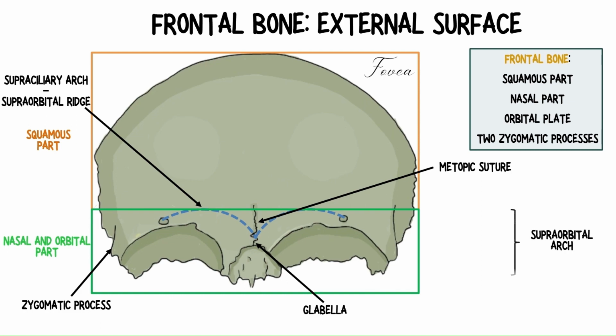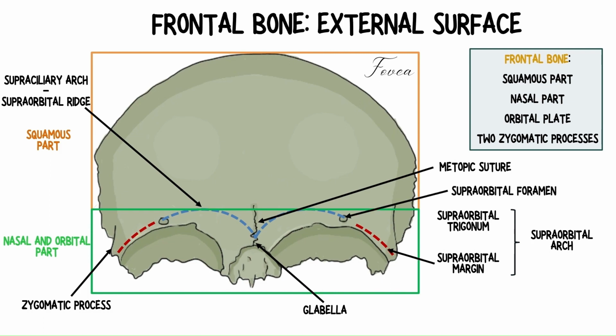They divide the squamous part from the orbital part of the bone. The supraorbital arch has been further subdivided into the supraorbital margin and the supraorbital trigonum. The supraorbital margins are the two prominent curved edges that form the superior portion of the opening of each orbit. They begin at the supraorbital foramen and extend to the frontozygomatic suture. The supraorbital margin also extends under the lateral portion of the supraciliary arch, but in this case it is always interrupted by a supraorbital sulcus.